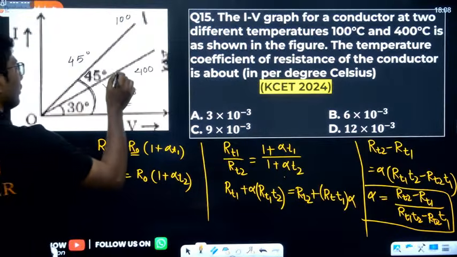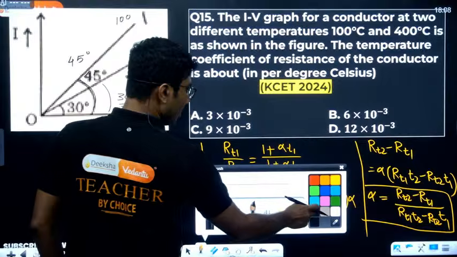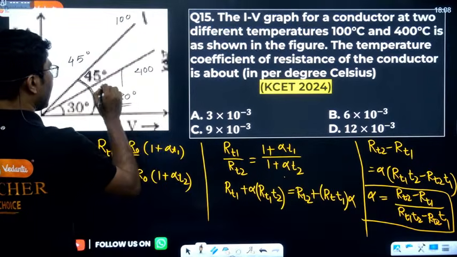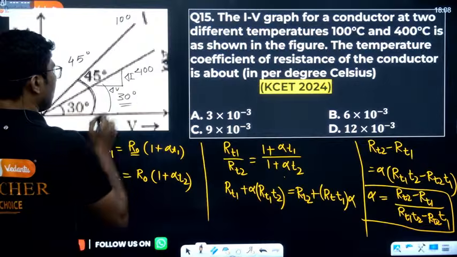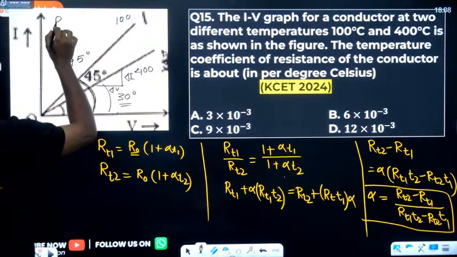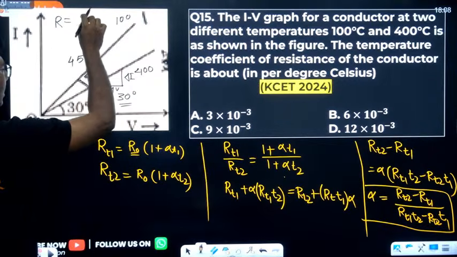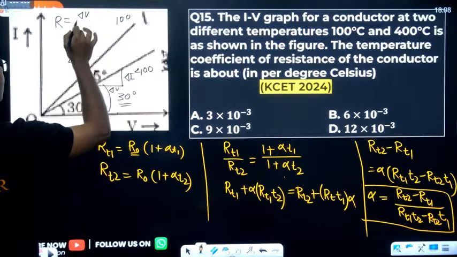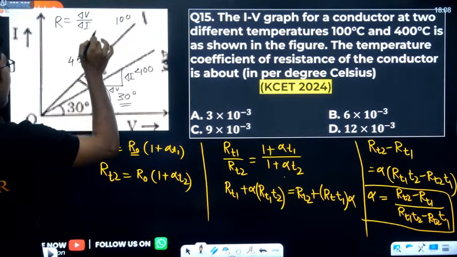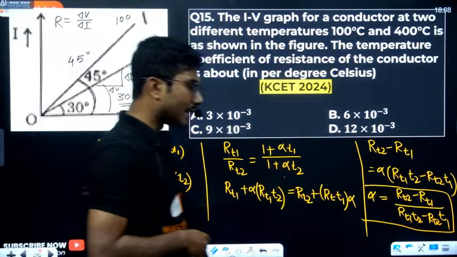Okay, so if you take a small slope of this graph, delta V and delta I, resistance is given by delta V by delta I. V is equal to IR, right?